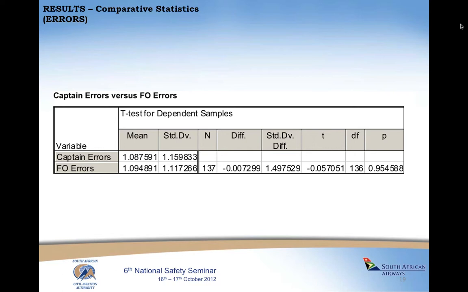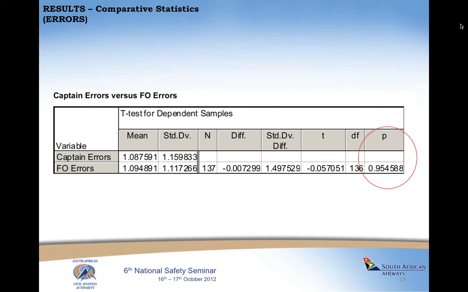This slide is an example of how one can go deeper into the LOSA data set with more advanced statistical methods. In this case, we use students' t-test to compare groups. We compare the number of errors between captains and co-pilots. The data indicated that on average, captains committed 1.08 errors per sector and first officers 1.09 errors per sector. However, the basic t-test determined that these differences are not statistically significant at a 95% confidence level.